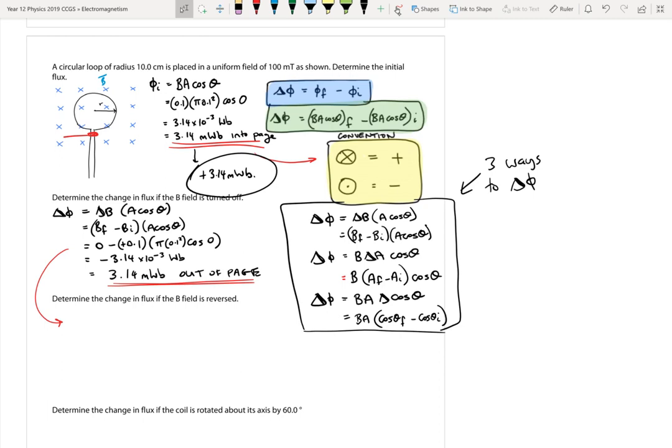Do you need to write B final minus initial, or is just delta B okay? Show all of your working out. There is one other method. You could go flux final minus flux initial. And what you'll get is negative 3.14 minus positive 3.14. You get negative 6.28. That's the answer. But there's going to be two different ways to get to it. So do that same step. But if our field is reversed, we're going to say B final equals negative 0.1 Tesla.